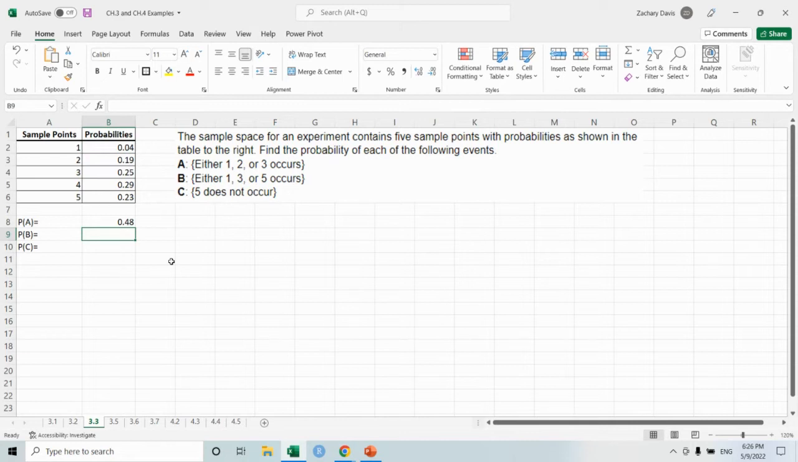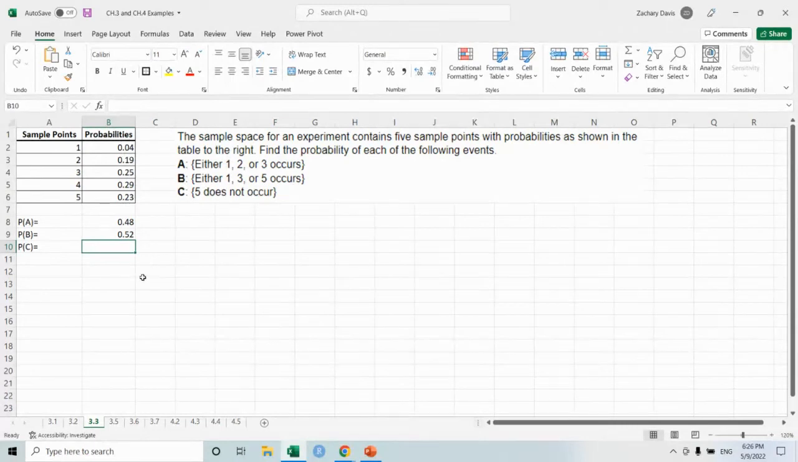Now, what's the probability of B? You can do it the same way. Basically, what's the probability of it being odd given these particular probabilities? So equals 1 plus 3 plus 5. So 52%.